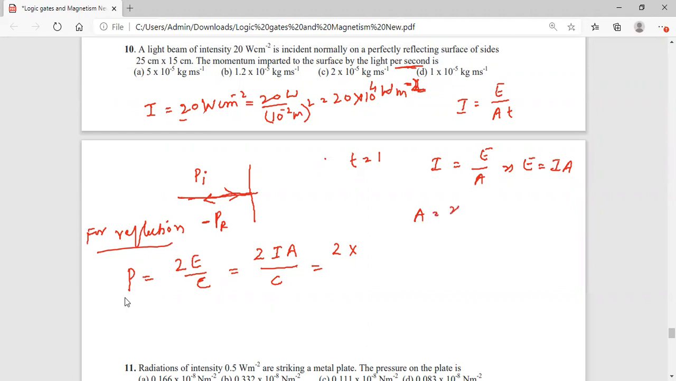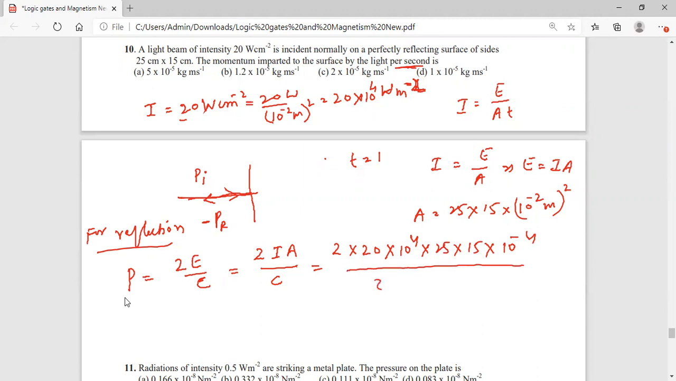Next, area. A is equal to 25 into 15 into 10 to the power of minus 2 meter, whole square. So we can write 20 into 10 to the power of 4 into 25 into 15 into 10 to the power of minus 4 divided by C, which is 3 into 10 to the power of 8. The 10 to the power of 4 and 10 to the power of minus 4 cancel.